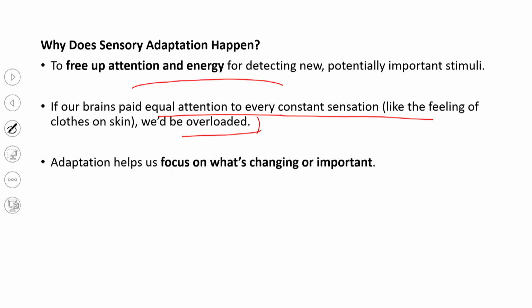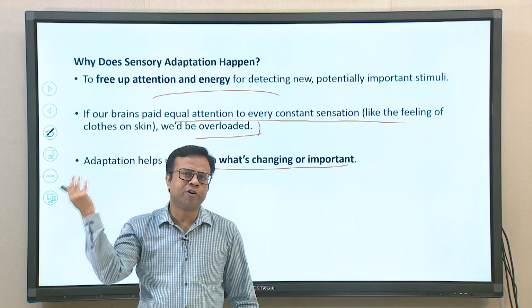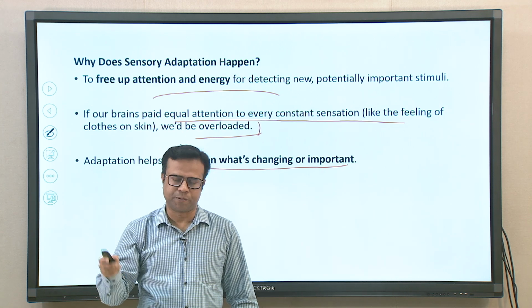So, adaptation helps us to focus on what is changing or what is important in the environment. So, that is why it is very important also. Our senses do not detect everything in the same way every time. If something is constantly going on in the background, you stop noticing it.